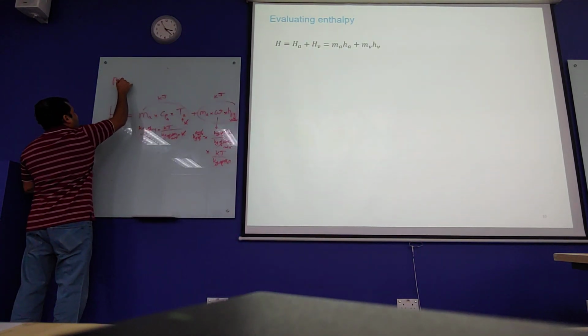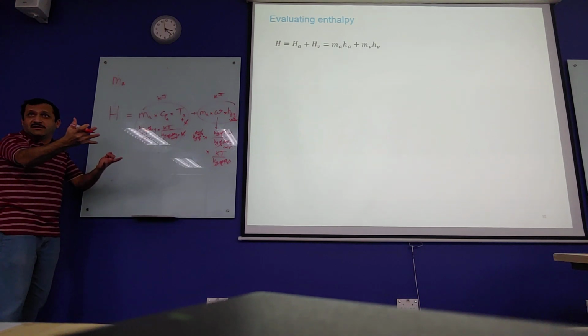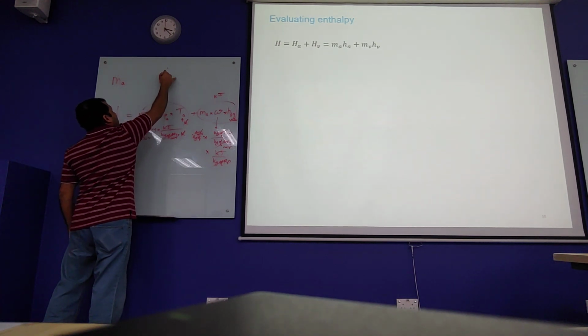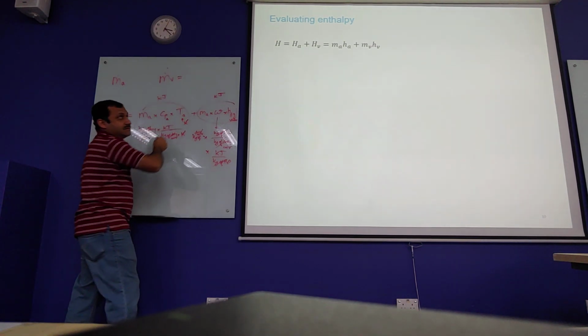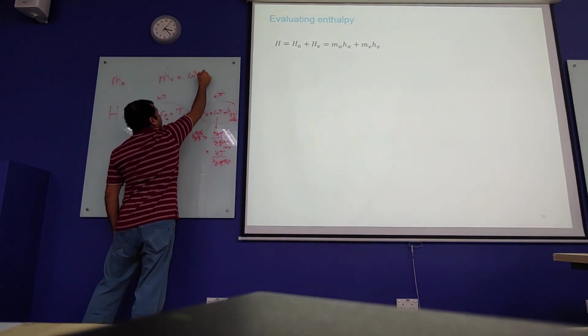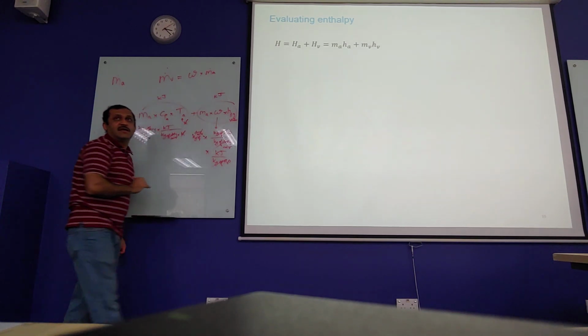Mass flow rate of air, you can measure it, but to measure the mass flow rate of water vapor, what would you do? It equals omega times the mass flow rate of air.